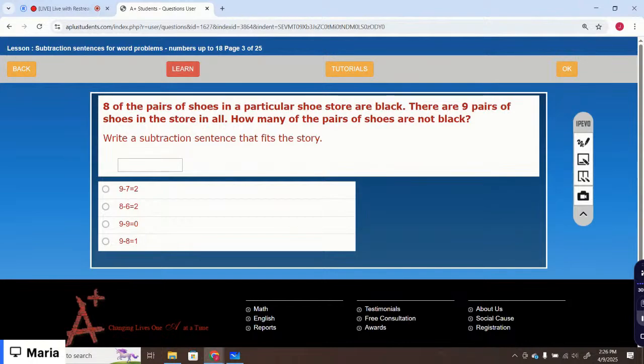Eight of the pairs of shoes in a particular shoe store are black. There are nine pairs of shoes in the store in all. How many of the pairs of shoes are not black?